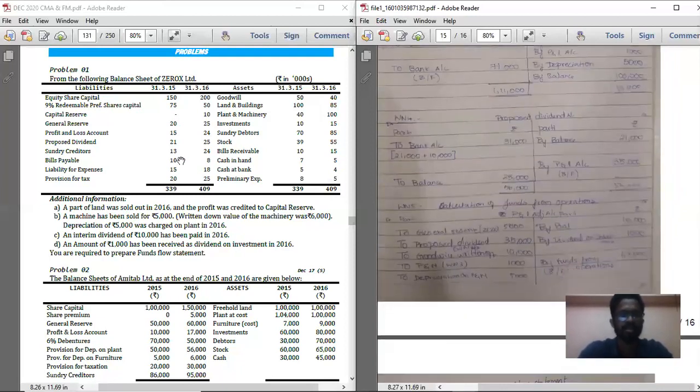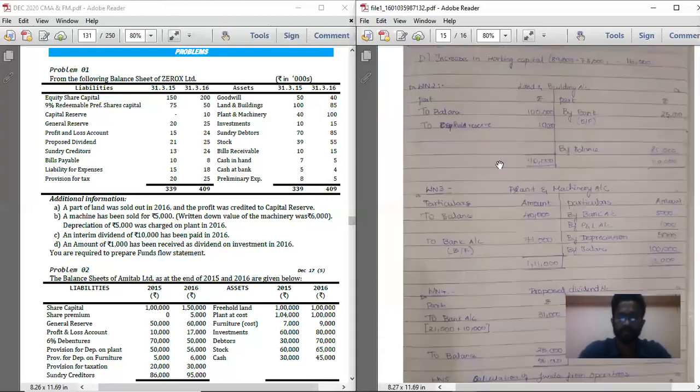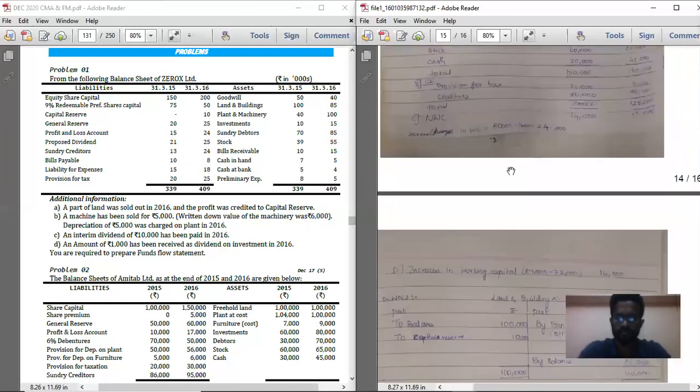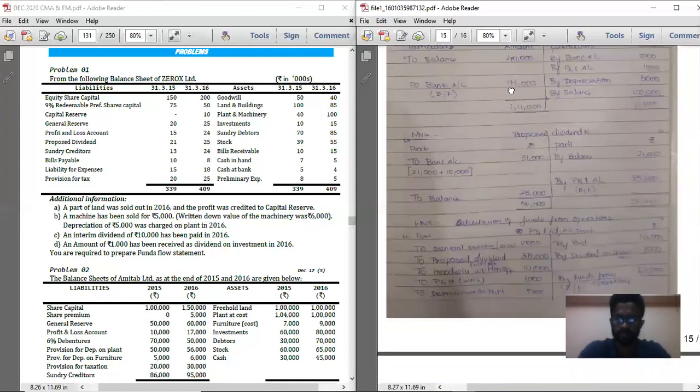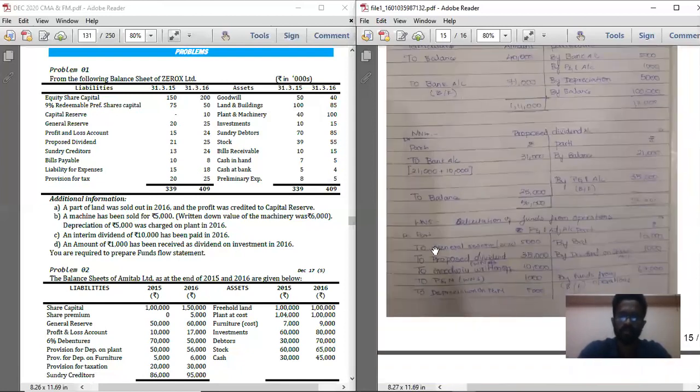So next, see one by one, what are the different entries which should be taken to the P&L account? All should be recorded in this P&L adjustment account, so that you will get the funds from operation. That is nothing but the profit made by the business. So in the P&L adjustment account, we have considered the opening balance and the closing balance.